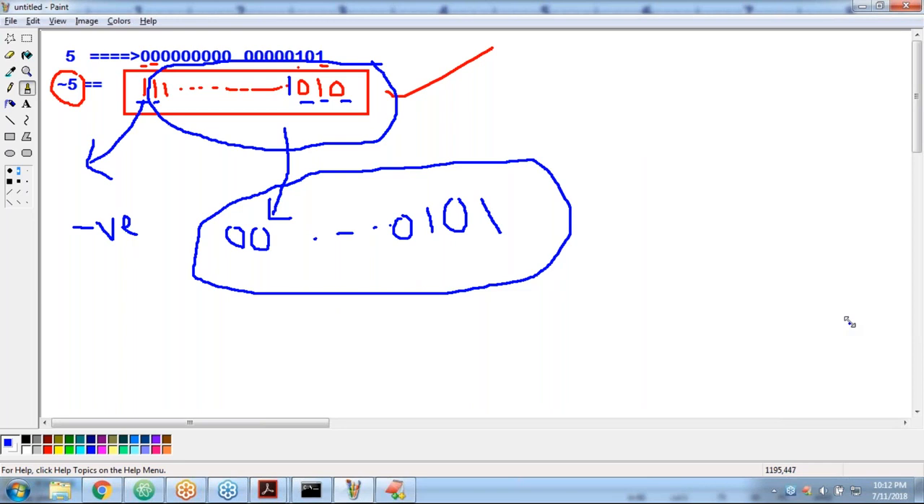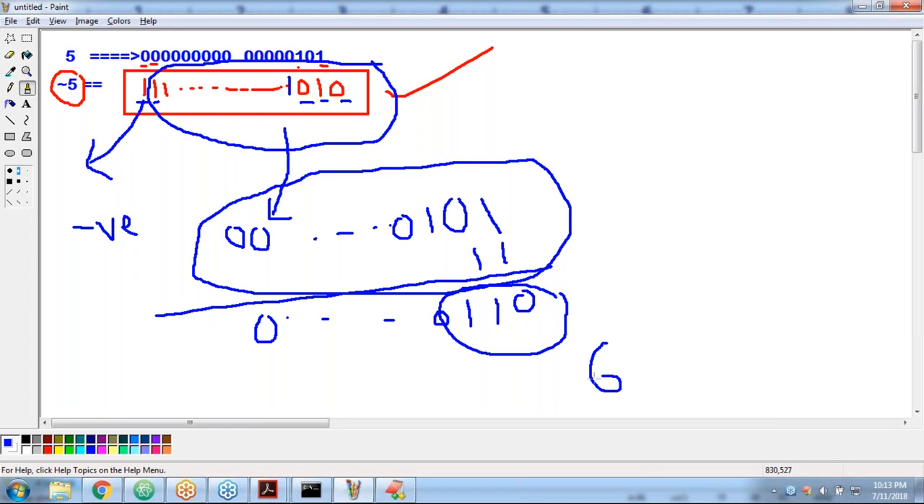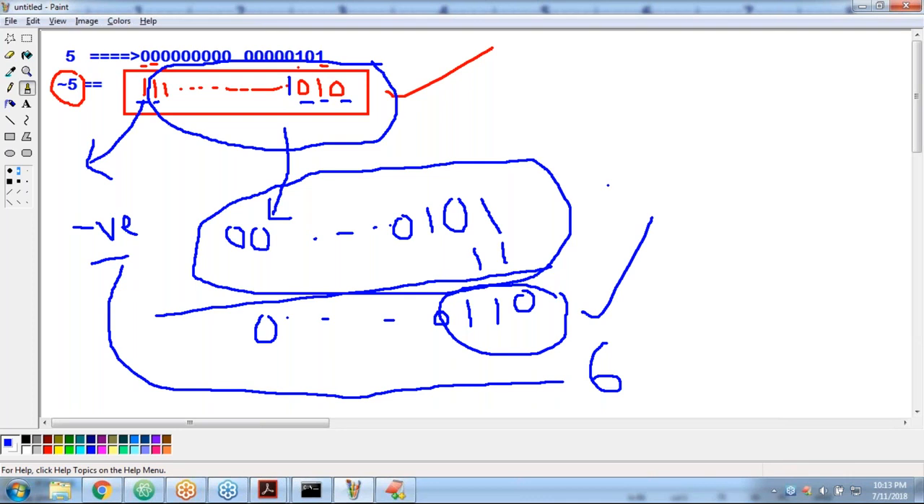Now add 1, because how do we get 2's complement? First find 1's complement and then add 1. 1 plus 1 is 0 with a carry. 0 plus 1 is 1. Okay, 1, 1, 1, the remaining are zeros. 1, 1, 0. What about its value? 6. Already negative, so minus 6 is the answer by default.